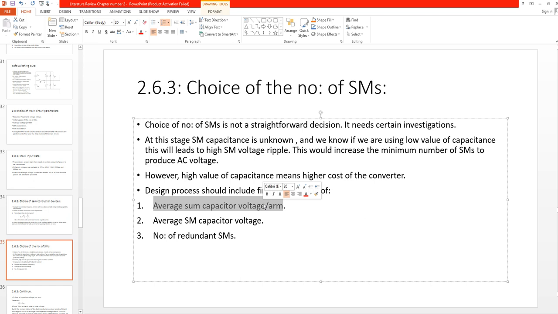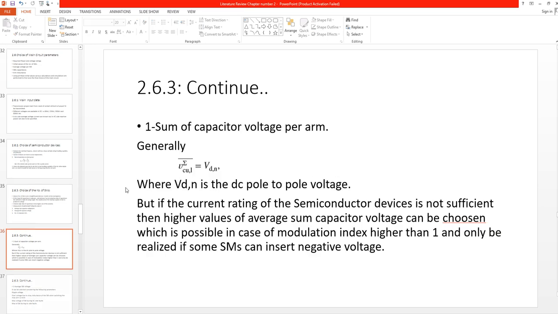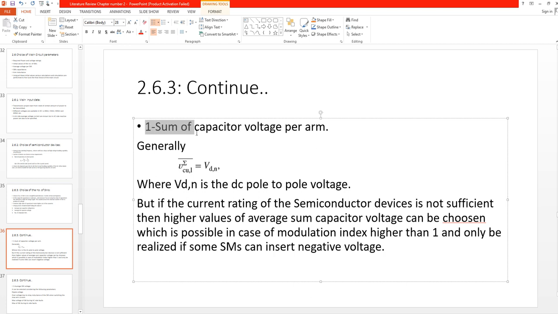We have to decide the average voltage, right? We have to decide what the average submodule capacitor voltage is, and we have to decide the number of redundant submodules. So let us see how we can find this sum of capacitor voltage per arm. Generally we know that if we sum up the submodule capacitor voltages in the upper or lower arm, we will definitely get the DC pole to pole voltage.